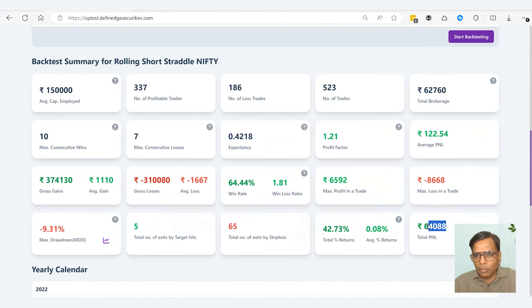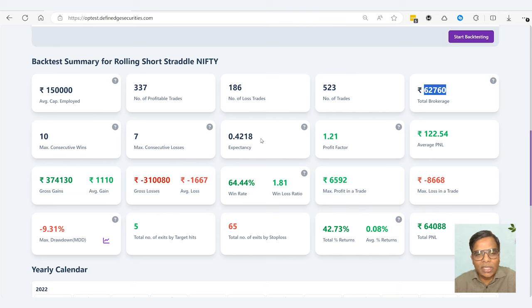Now look here, the P&L is 64,000 for 150,000 capital employed. 523 trades. Now the brokerage for all these trades is 62,000. I mean, it's almost like you're barely getting any P&L, right? So what does it mean? You cannot do this strategy with just one lot each. So you have to increase the number of quantity. Then only this makes sense, right?